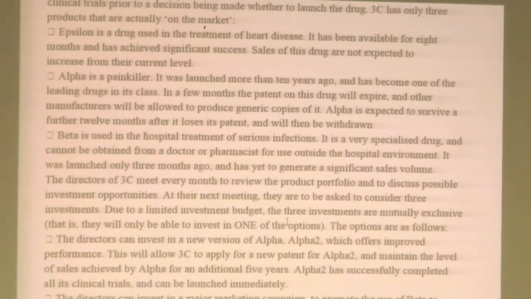The directors of 3C meet every month to review the product portfolio and discuss the possible investment opportunities. At the next meeting, they are to be asked to consider 3 investments due to a limited investment budget. The 3 investments are mutually exclusive. Right.